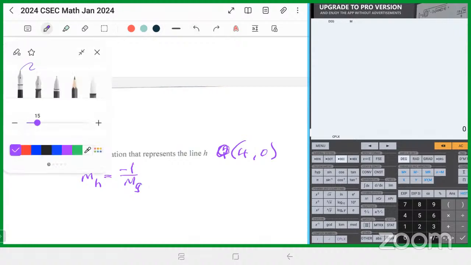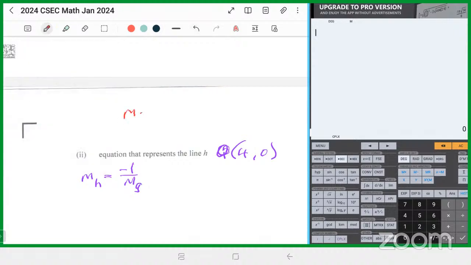Remember, the gradient of G was a half. And so to do this calculation, we will take the half and put it here for the m, or the quick way to do this calculation is to flip the gradient that we have and change the sign. So if we flip a half, it becomes 2 over 1, and we change the sign to minus. So the gradient of that line, H, is just -2.